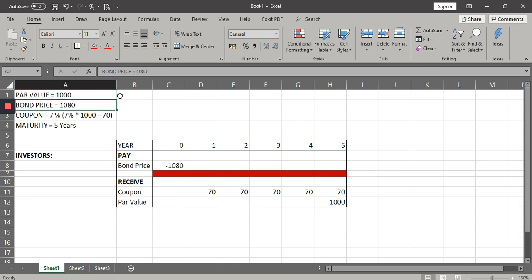The next feature is the bond price. How much will the bondholders pay to purchase a bond? That is what we call the bond price.